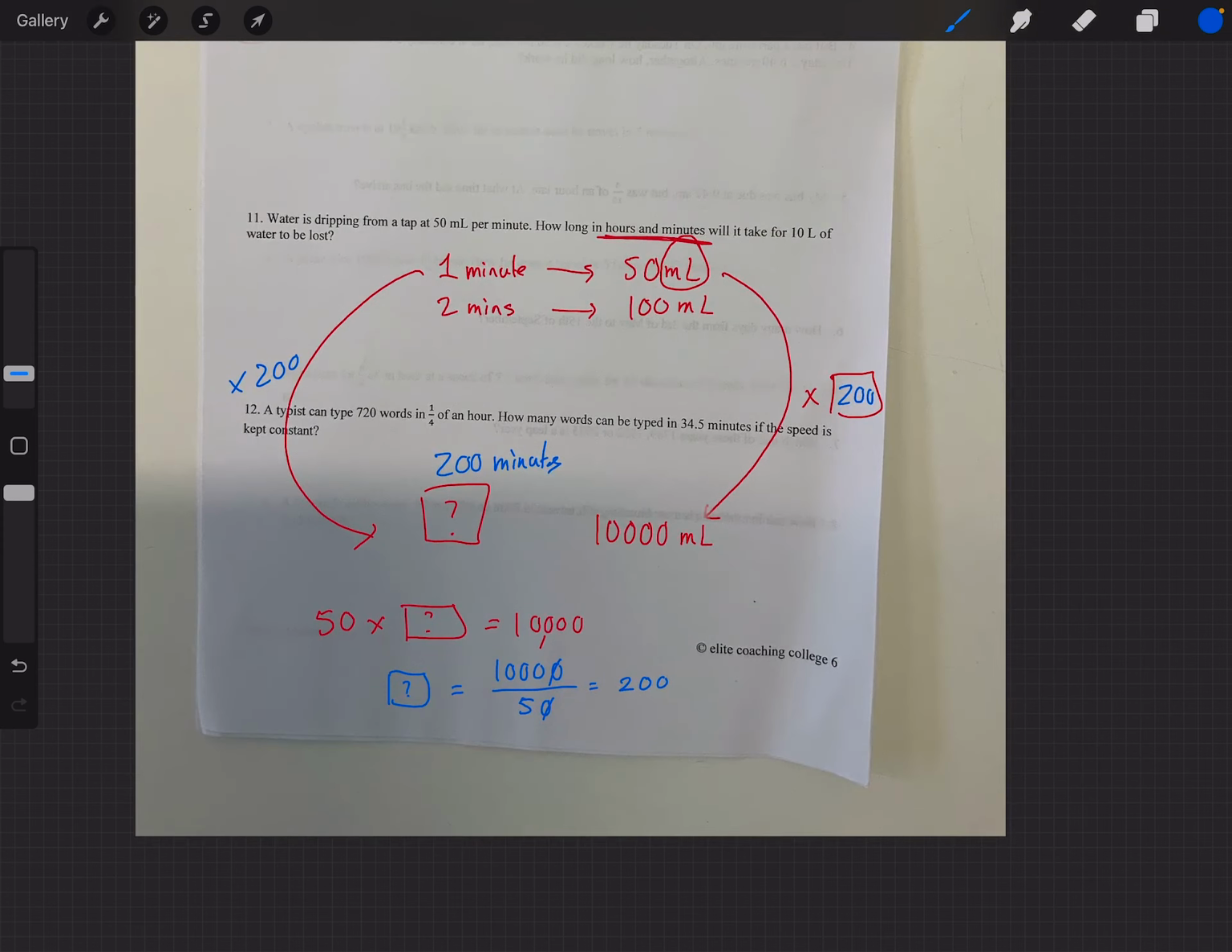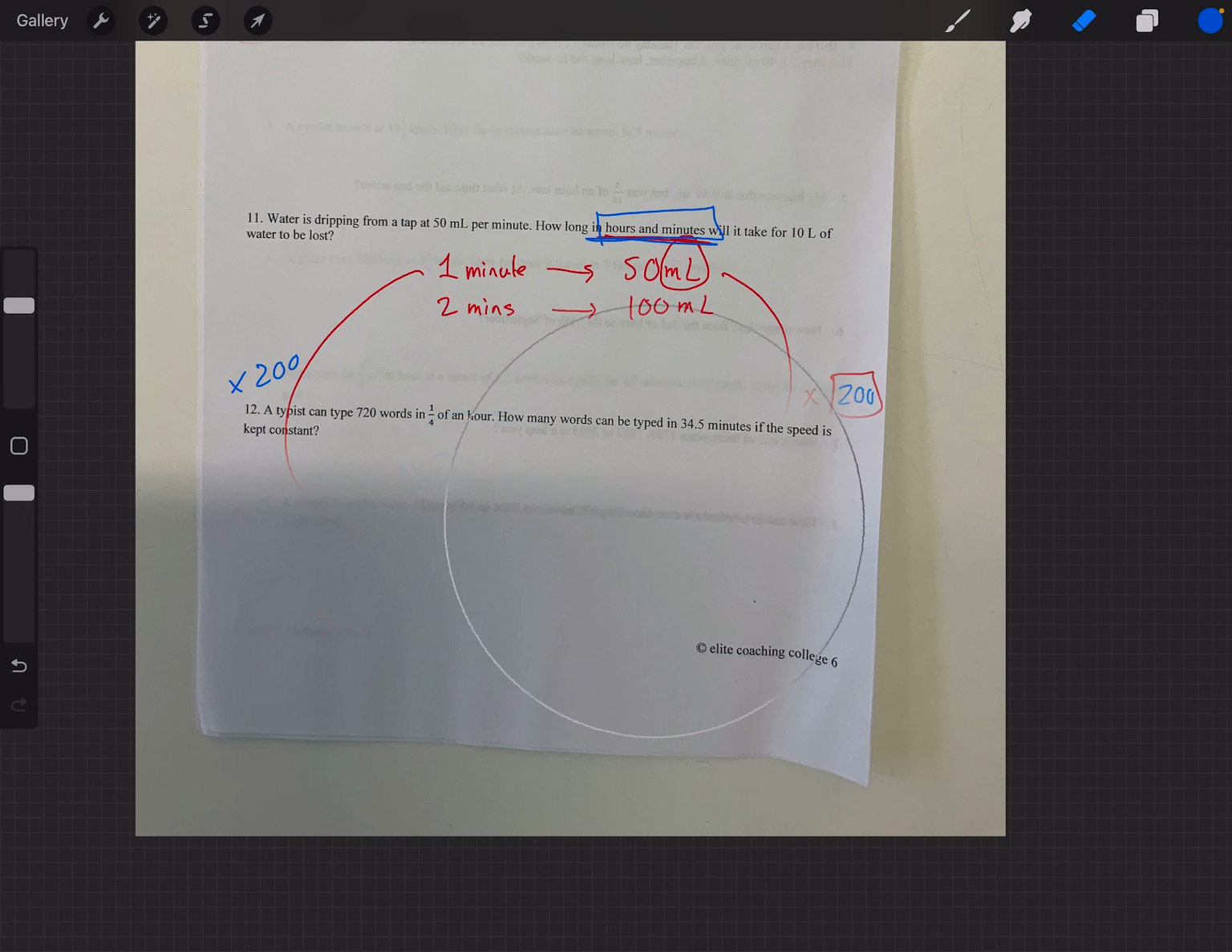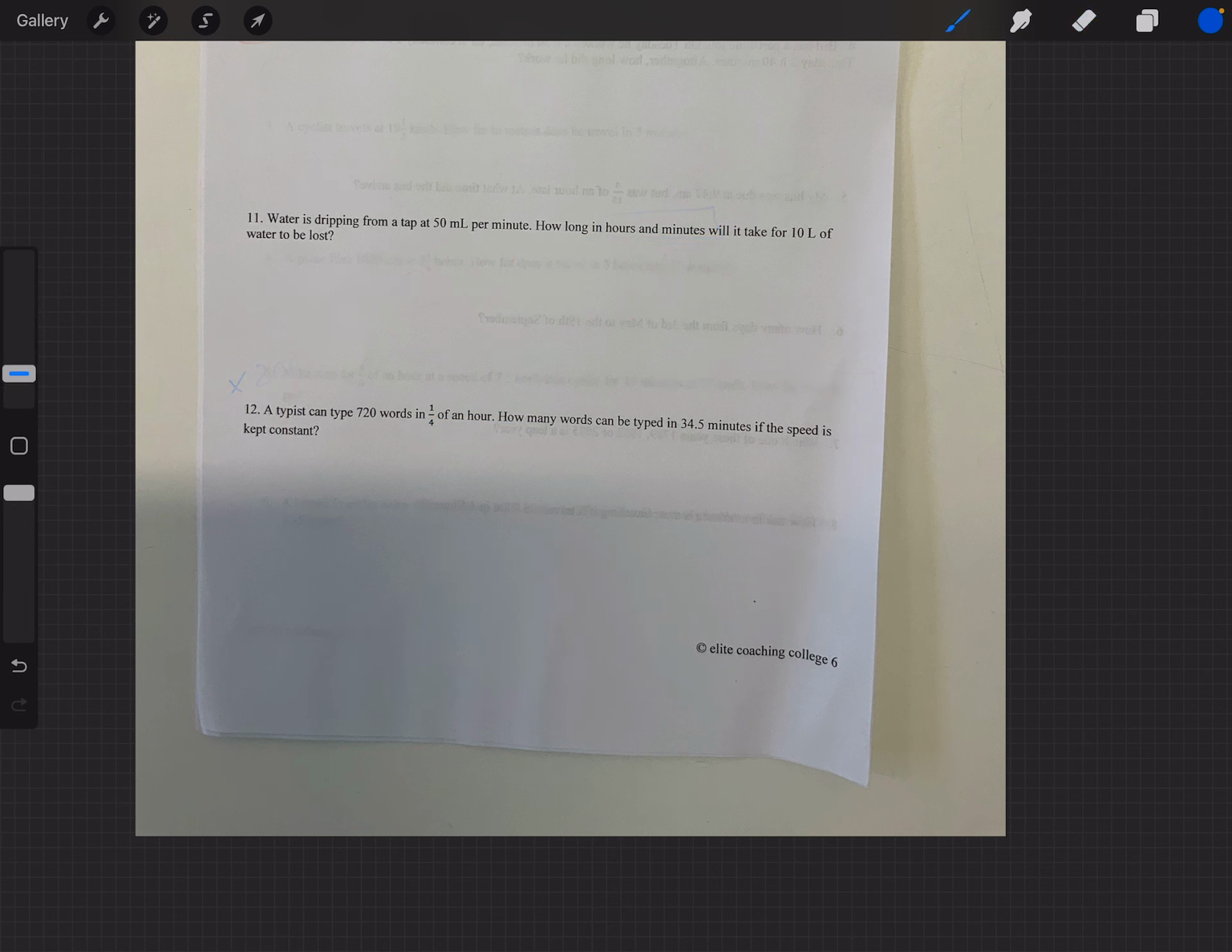Alright, now they want it in hours and minutes. Can you work that out yourself? Change 200 minutes to hours and minutes. How many hours and minutes is that? I'll let you work on that yourself. So that's 200 minutes.